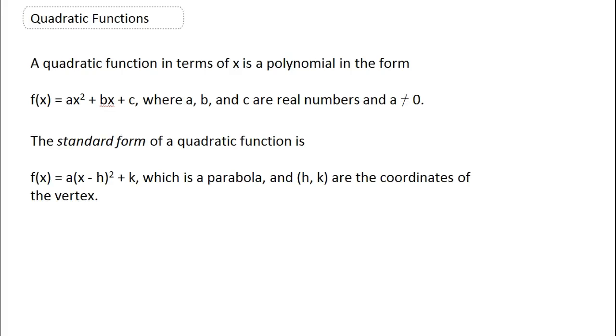Let's talk about quadratic functions. A quadratic function is in the form f(x) = ax² + bx + c. So the main thing you're looking for is that the highest degree is 2.